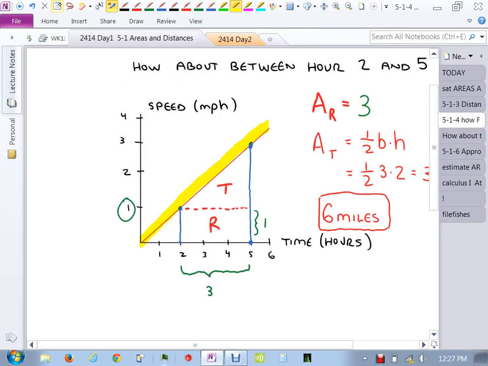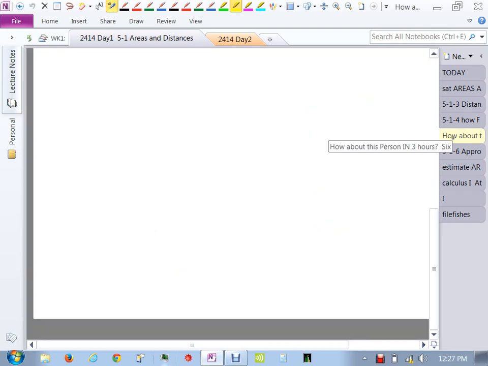Next one. If this were Calculus 2, it would be too easy, right? If this was Cal 2. So how about this?